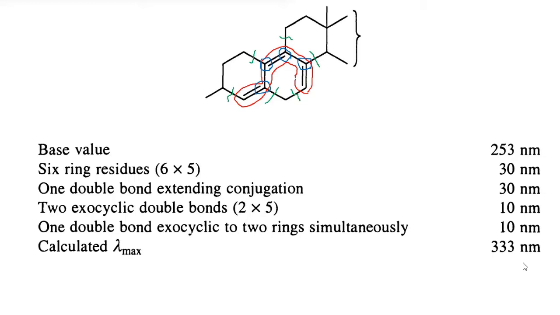Right? With this example, I conclude this session. In the next session, we will discuss the calculation of lambda max value according to the Woodward-Fieser rules for enones, that is alpha, beta unsaturated ketones.